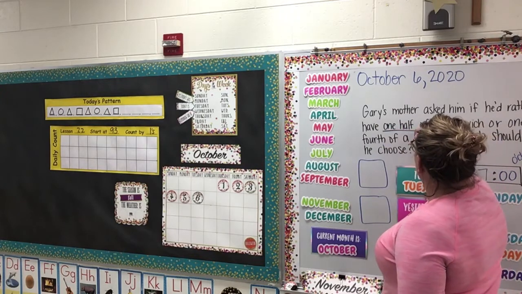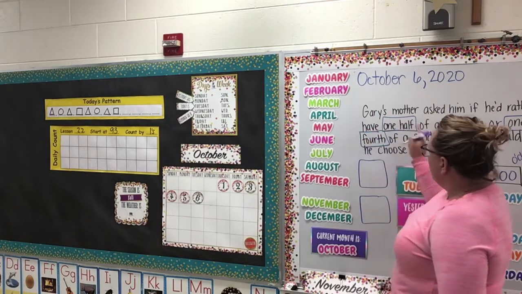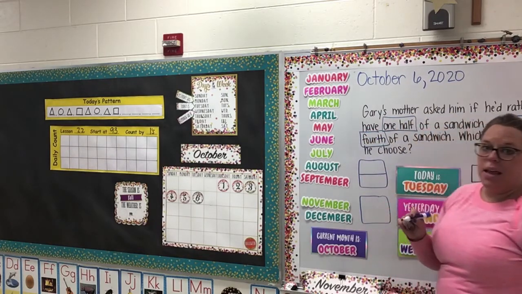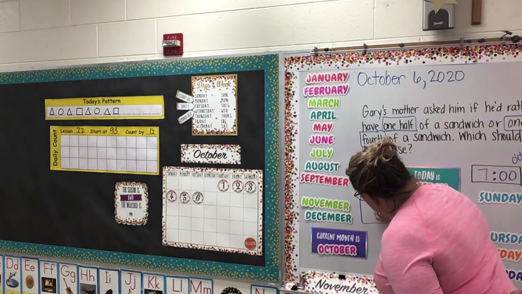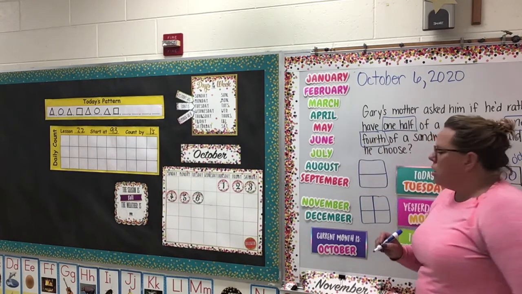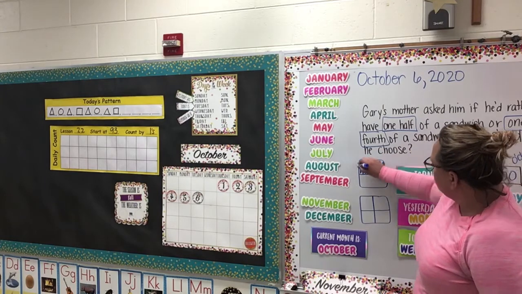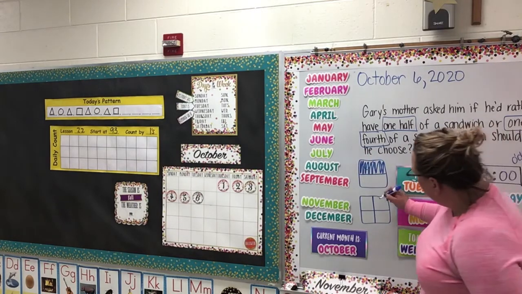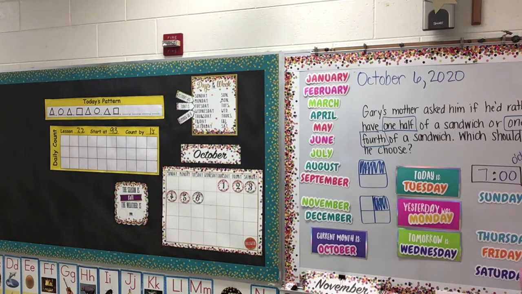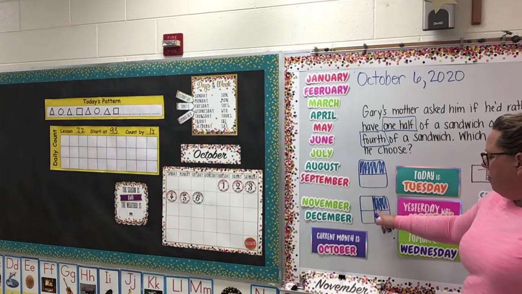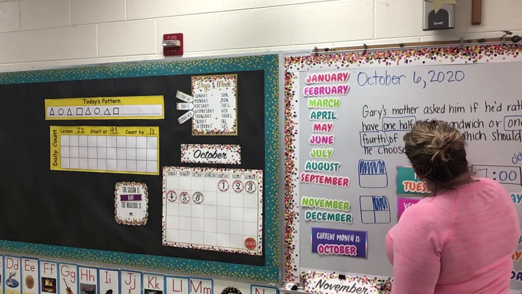Our choices are 1/2 or 1/4. 1/2 means I'm going to take my sandwich and I'm going to cut it into 2 even pieces. 1/4 means I'm going to take my sandwich and cut it into 4 equal pieces. And if it's 1/2, I get to eat this right here. If it's 1/4, I only get to eat this right here. So which would he rather have? Would he rather have 1/2 or 1/4? He would rather have 1/2.